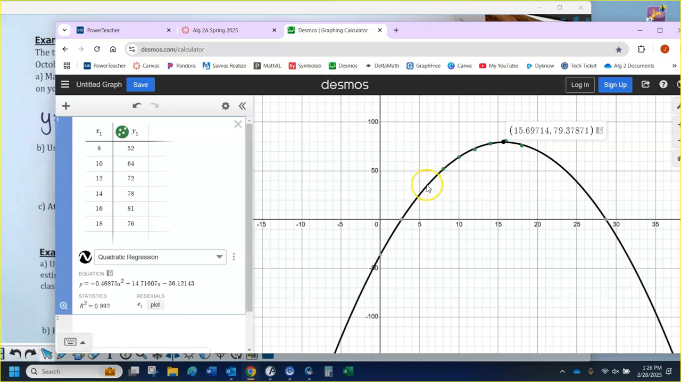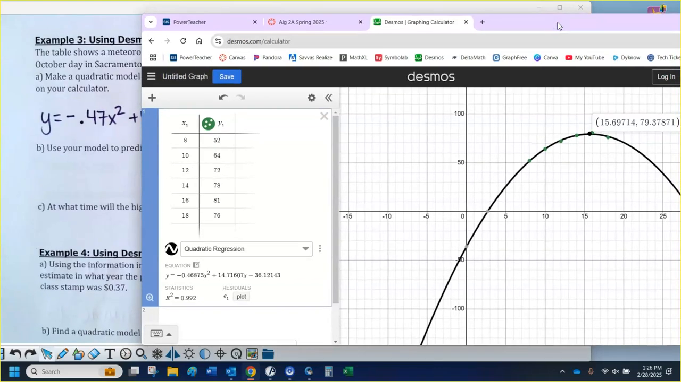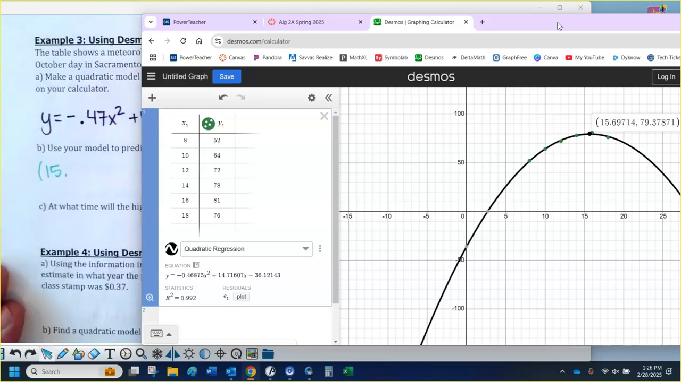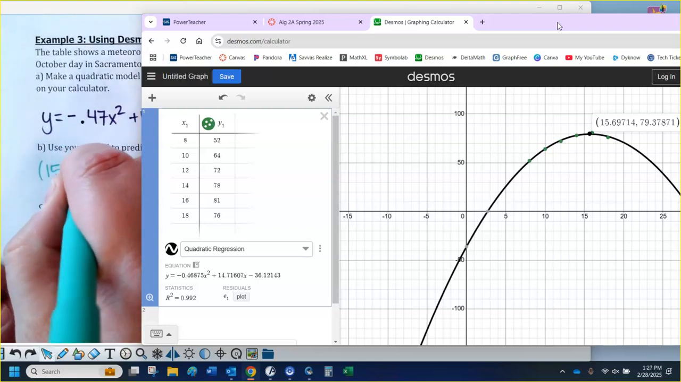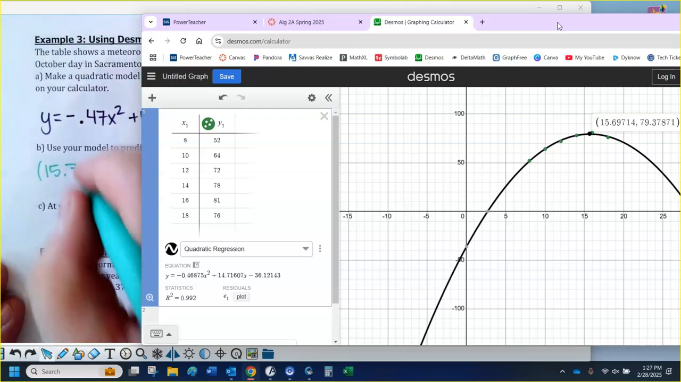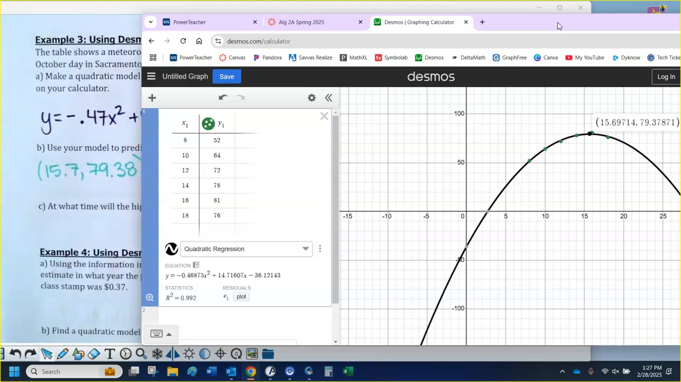All I did, just click on the parabola, and then you can click on specific points. It'll make like a little gray point where the vertex is. So the vertex would be my lovely maximum temperature and then the time. So let me just write down that point real quick. Again, I'm just going to round to 2 decimal places. So this would be 15.7 for the time, and the temperature is 79.38. So that was the vertex.